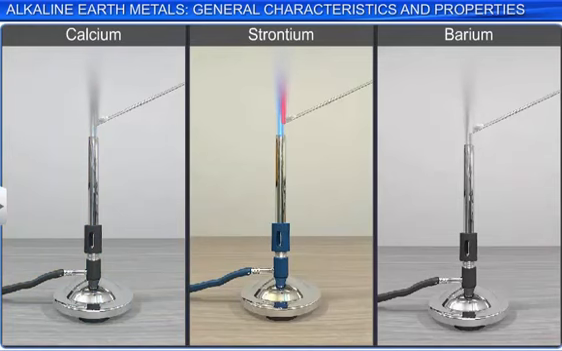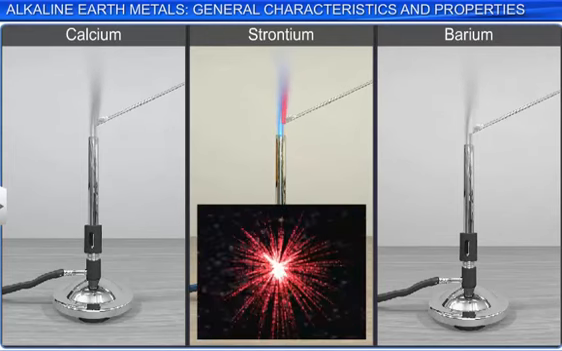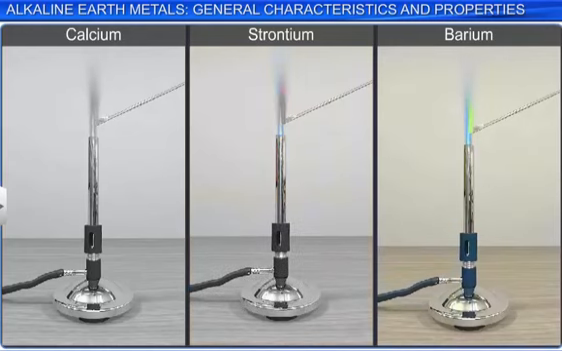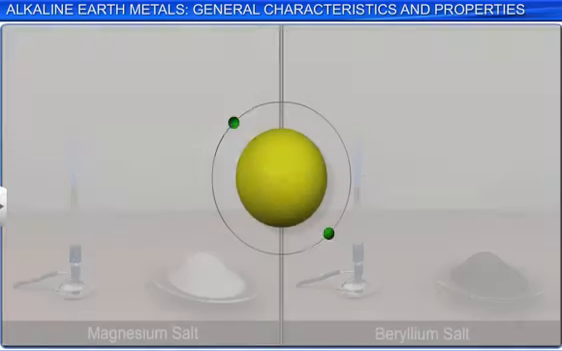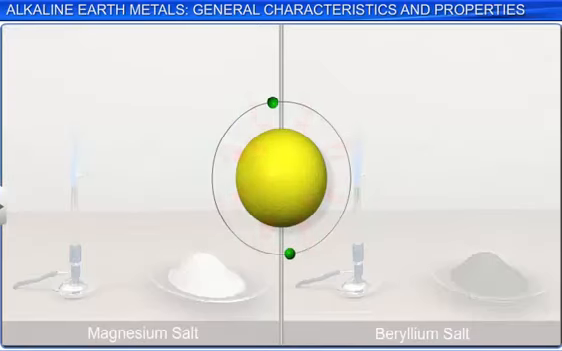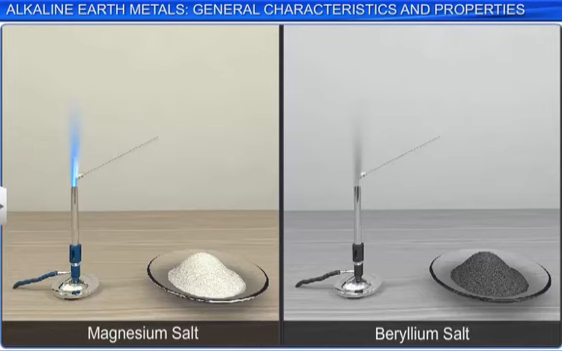Barium gives an apple green color to the flame. Why don't magnesium and beryllium produce colored flames? The electrons are held tightly by the nuclei in these elements, and so the flames do not excite them to higher energy levels. Magnesium, in fact, will ignite in the flame and react with oxygen, giving off an intense white light. Now we should discuss various chemical properties of the alkaline earth metals.